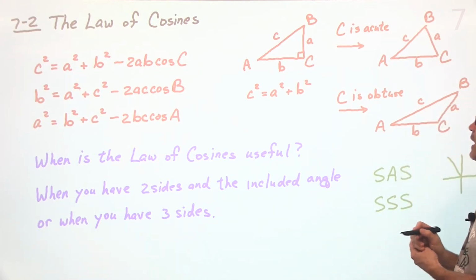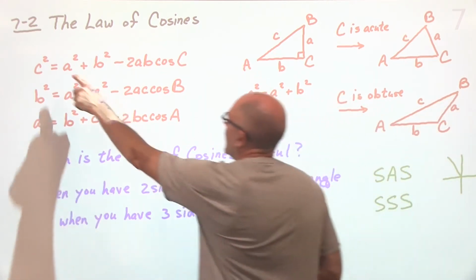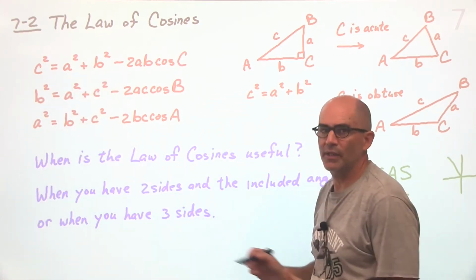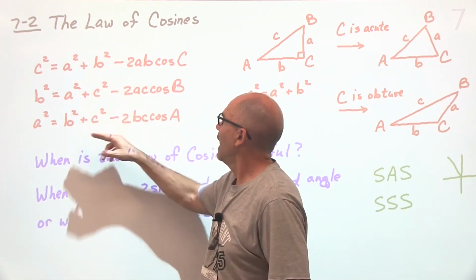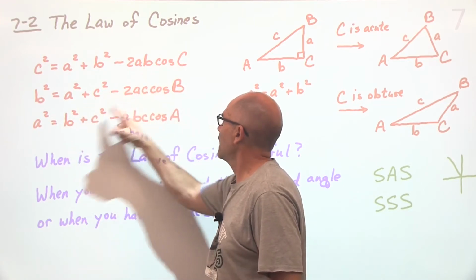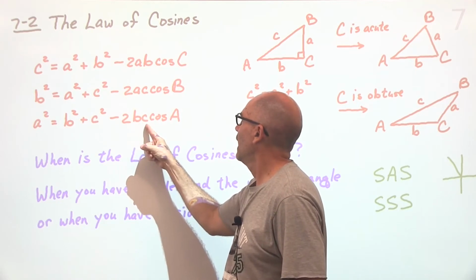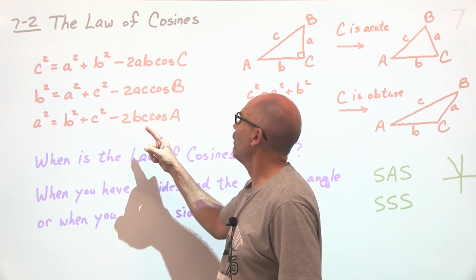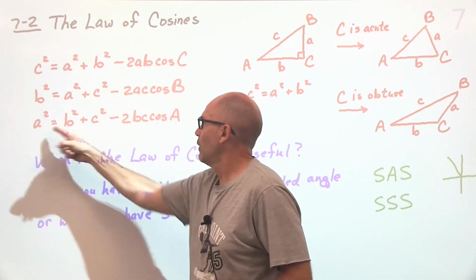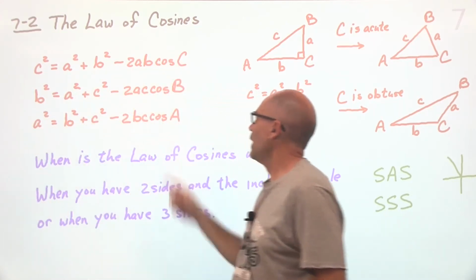All right, so let's just look at all three of these then. Any side squared equals the sum of the squares of the other two sides. That's our first thing. Minus 2 times AB or AC or BC. So whatever two sides I squared, that's what I'm multiplying here. And then times cosine of the opposite angle to the side we're looking for. So notice side C, angle C, side B, angle B, side A, angle A.